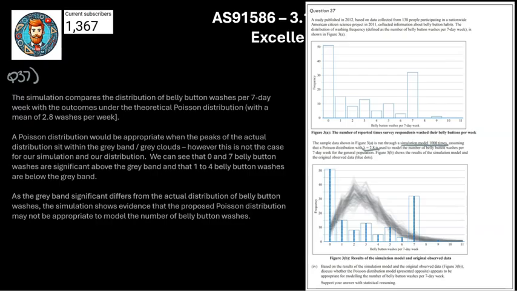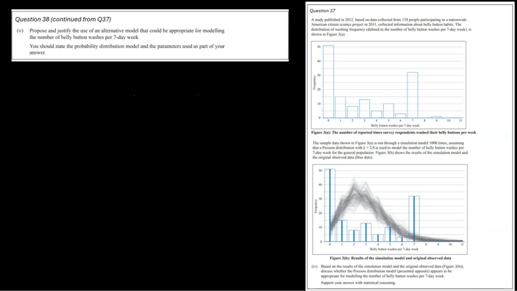As I said, this is going to flow into question number 38 as well. So let's get into that one there. So question number 38: propose and justify an alternative model that could be used for this. State the probability distribution and the parameters as part of your answer.